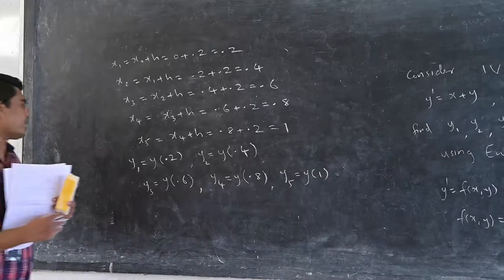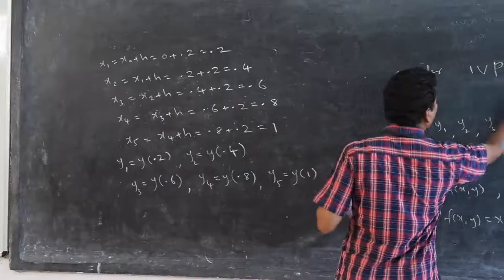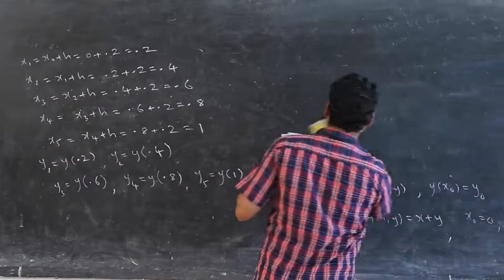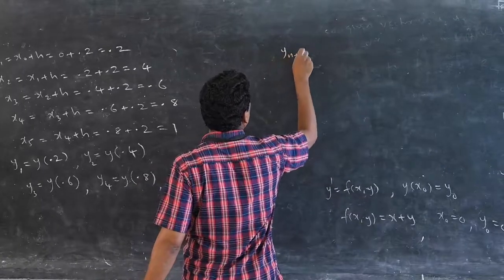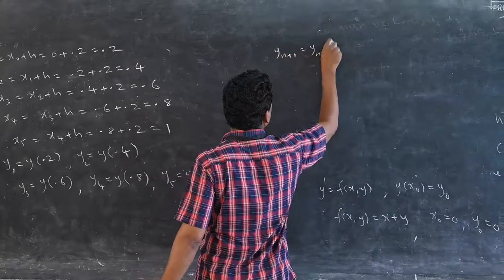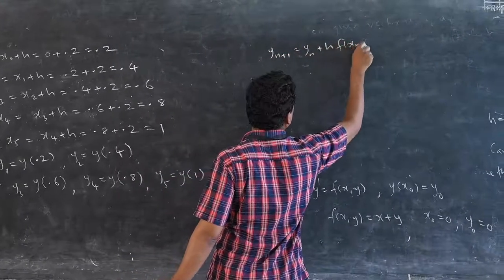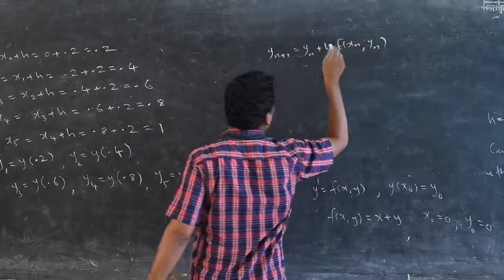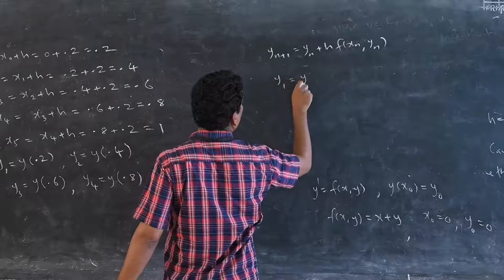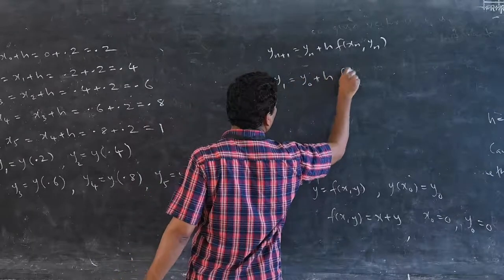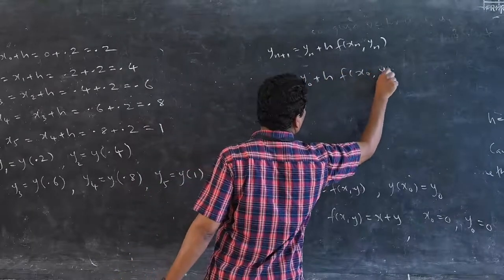Now using the Euler method we find y1. The Euler method is y n plus 1 is equal to yn plus h into f of x n, yn. This is the Euler method, where n is equal to 0, 1, 2, 3, etc. Now, y1 is equal to y0 plus h into f of x0, y0.